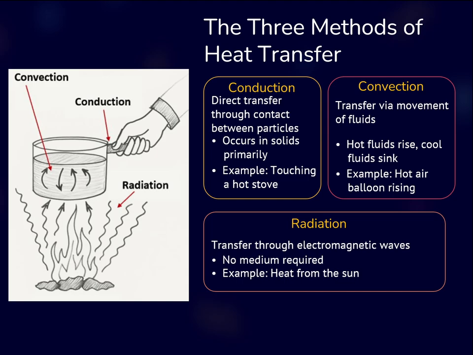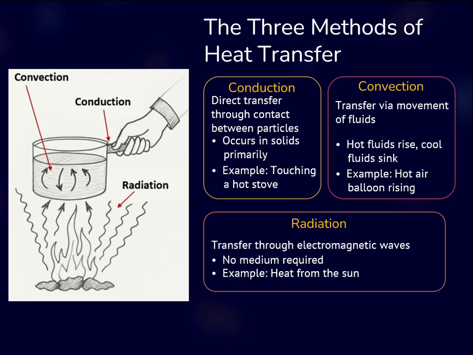Now let's explain how energy moves between objects. Remember, we've already gone over the three methods of heat transfer. 1. Conduction, which is transfer through direct contact between particles. This happens mainly in solids. A common example: touching a hot stove, or touching the metal canister of an ice cream churn as it gets cold. Number 2, convection, which is transfer through fluid motion.